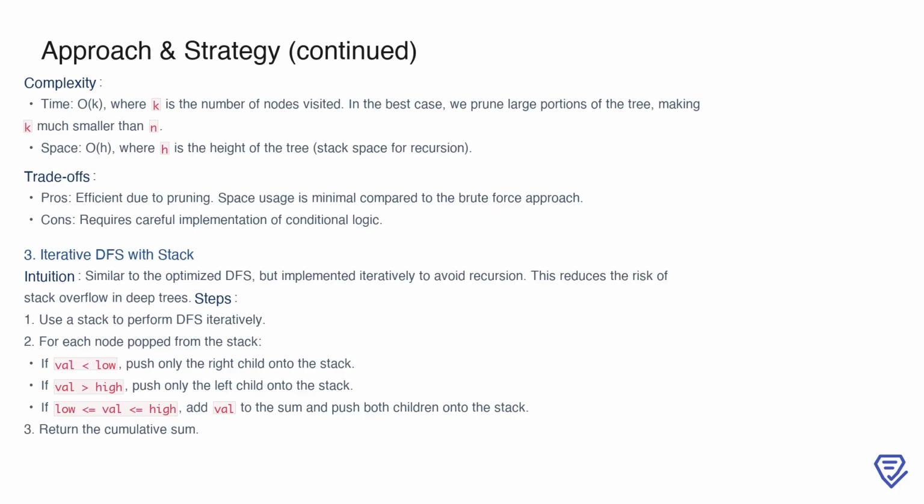This approach is efficient, but it does come with a caveat: the conditional logic for pruning requires careful implementation to avoid errors. An alternative to this is the iterative DFS using a stack, which replaces recursion with an explicit stack structure. In this method, we perform the same range-based pruning but iteratively manage the nodes to visit. This avoids the risk of stack overflow in deep or unbalanced trees. For each node popped from the stack, we decide whether to push the left child, the right child, or both, based on the node's value relative to the range. The cumulative sum is updated accordingly.